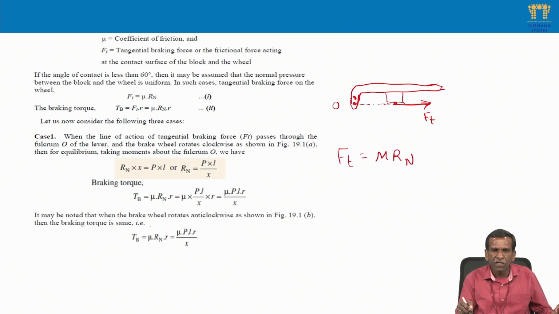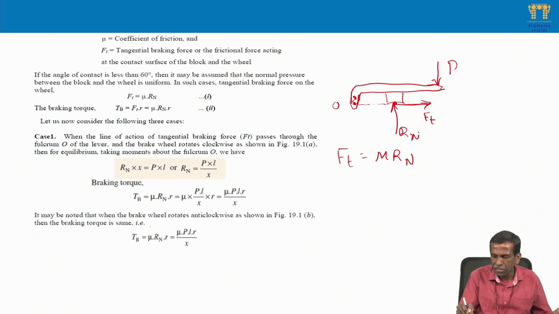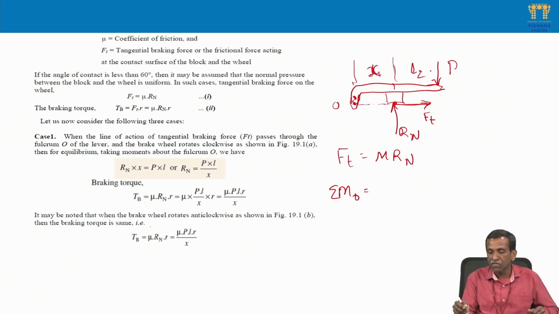In that case, we take the moments about O. What are the forces on this lever? P the effort, and Rn, the normal reaction. Now, taking moments about fulcrum O, let us say this distance I already mentioned is L1 and L2. Because this distance is based on the requirement of the effort, we can vary it. That's why here let us use X. If that varies, then L2 also varies. The total lever length is X plus L2, call it L.